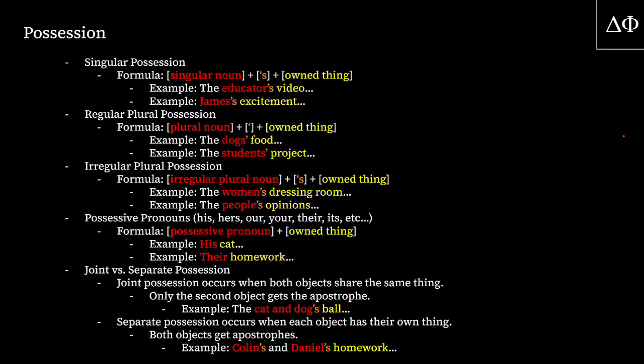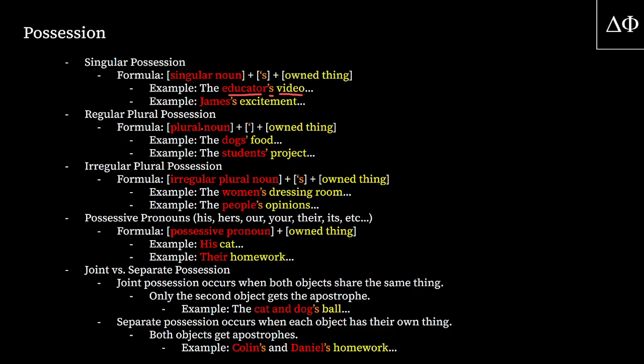Now we're going to talk about possession. There's a lot to unpack here, and I'm going to explain it very fast, so please pay attention. So, singular possession is when a single person or thing has something. The formula is single noun plus apostrophe s plus own thing. So, example, the educator's video. Educator is a single noun, apostrophe s, and then video.